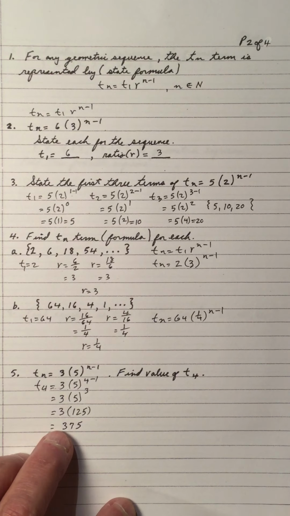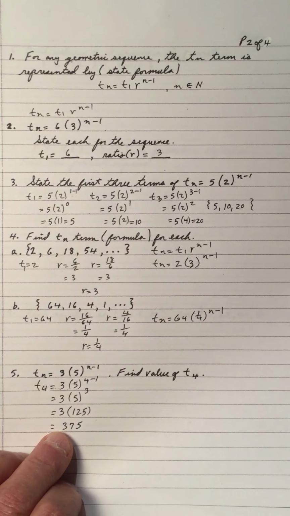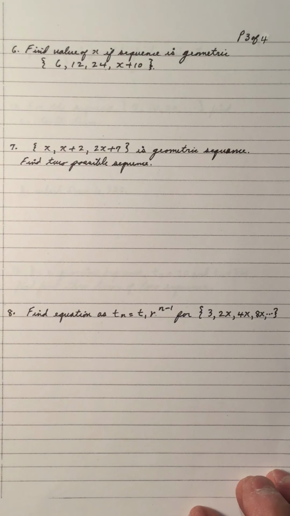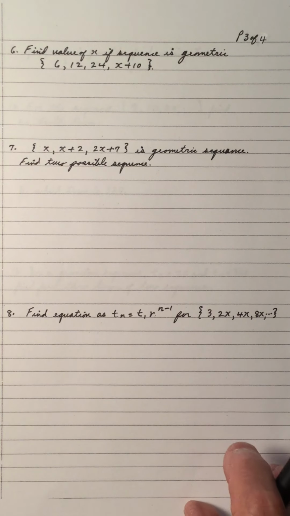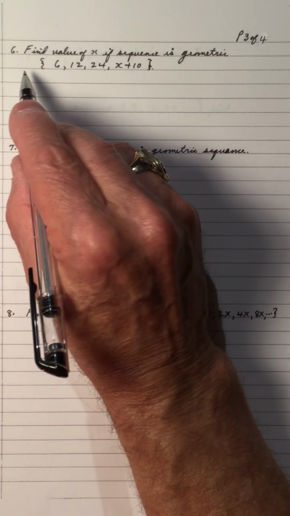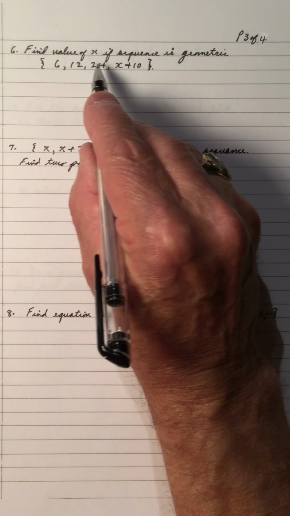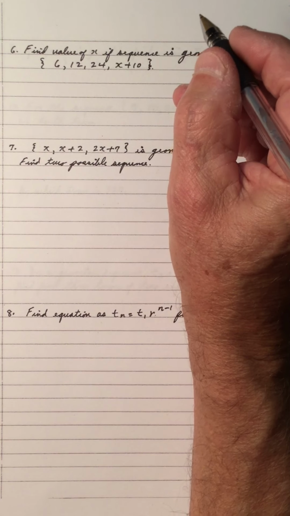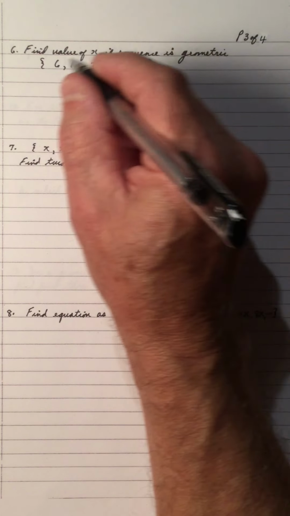So hopefully you're understanding the geometric sequence. Learn the formula for the nth term for the geometric sequence. Now, number 6. Find the value of x if the sequence is geometric. Again, the sequence is geometric. We have to find the value of x.